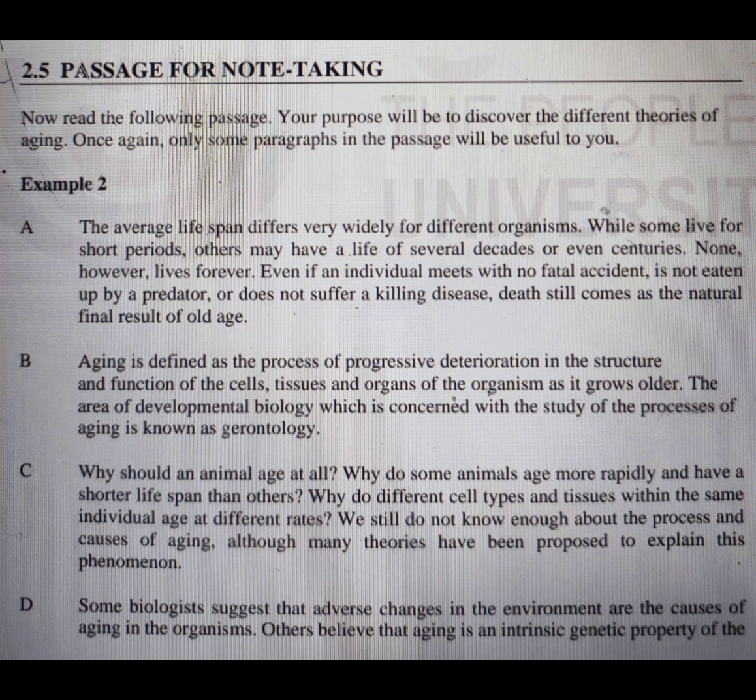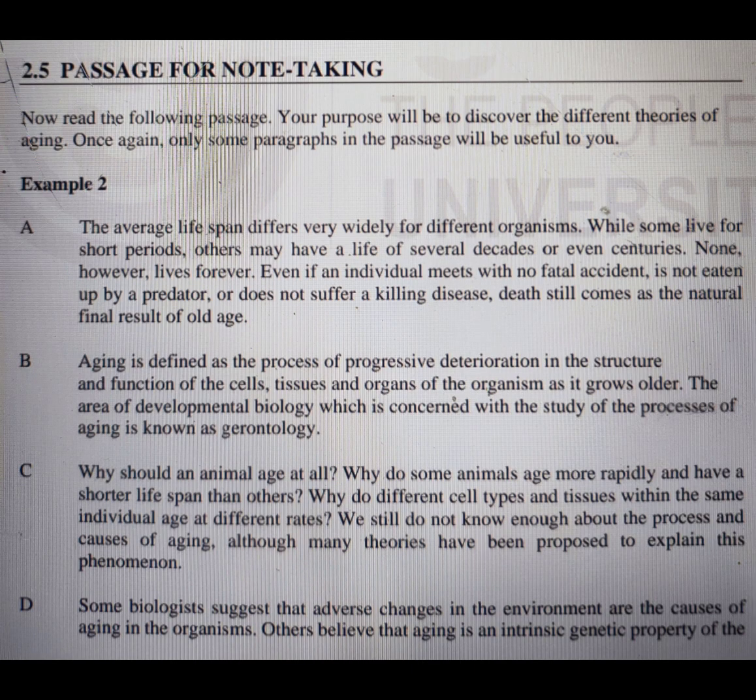B. Aging is defined as the process of progressive deterioration in the structure and function of the cells, tissues and organs of the organism as it grows older. The area of developmental biology which is concerned with the study of the processes of aging is known as gerontology.